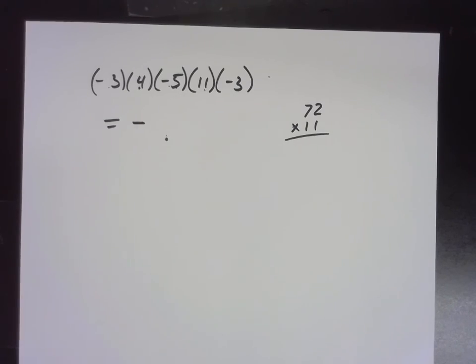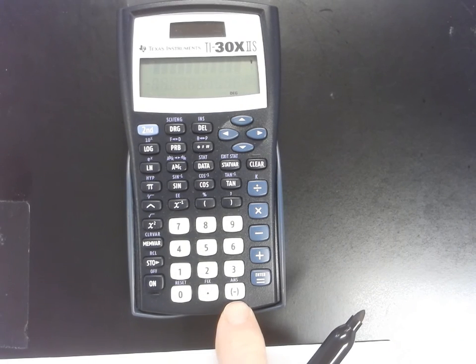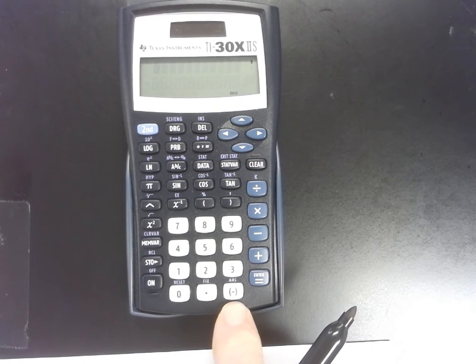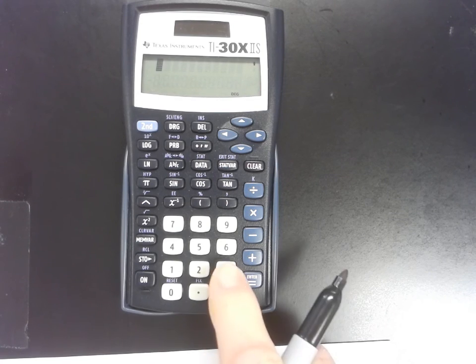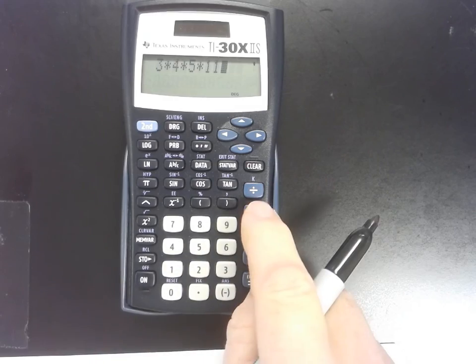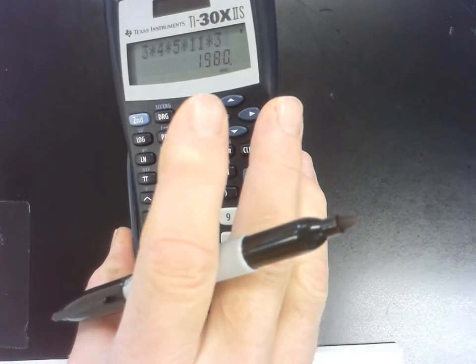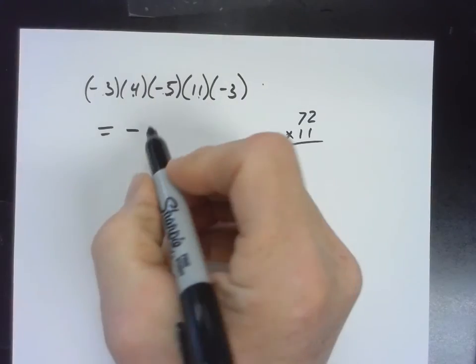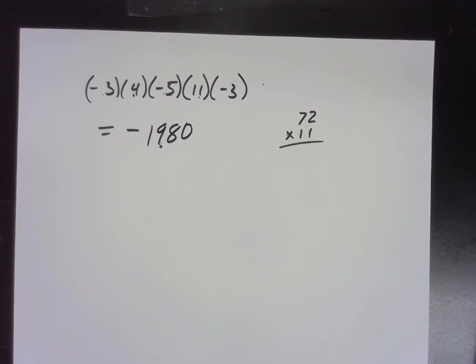Even if I used a calculator, I wouldn't type in negative 3, I wouldn't use this symbol right here. I can look at the problem, know the answer is negative, so I would just type in 3 times 4 times 5 times 11, did I get that? Times 3, so we come up with 1980. I already knew the answer was negative. I already wrote down the negative before I did the multiplication so I don't forget it.